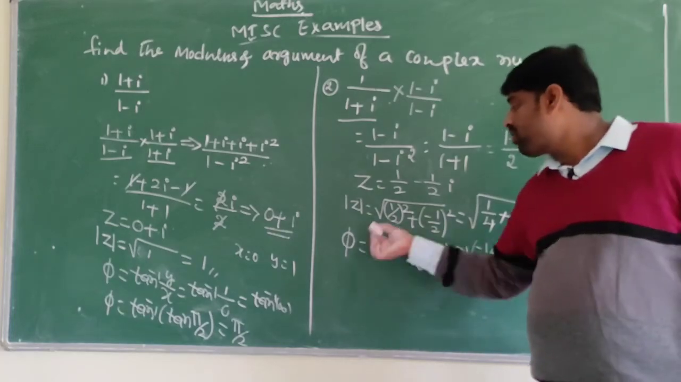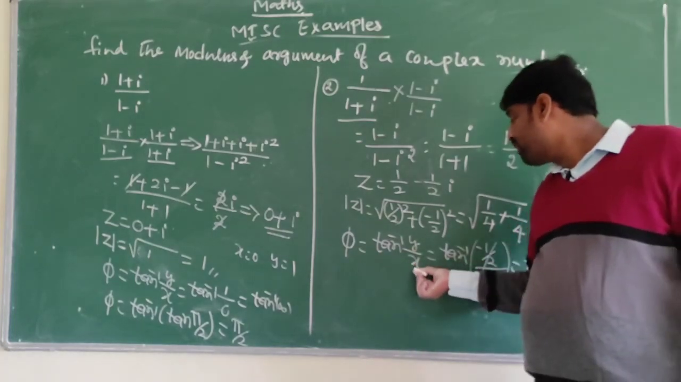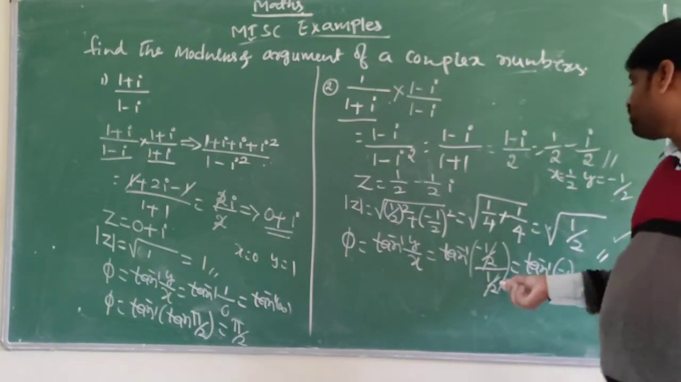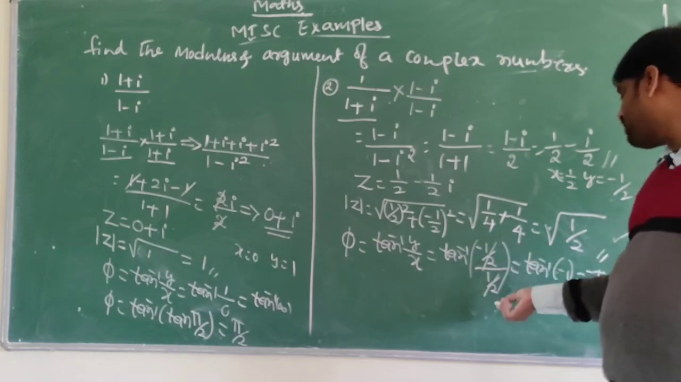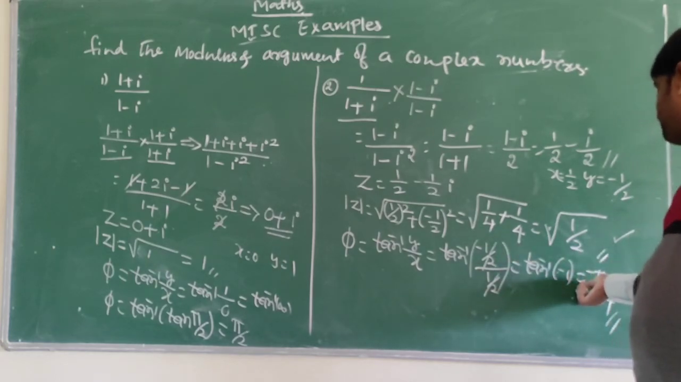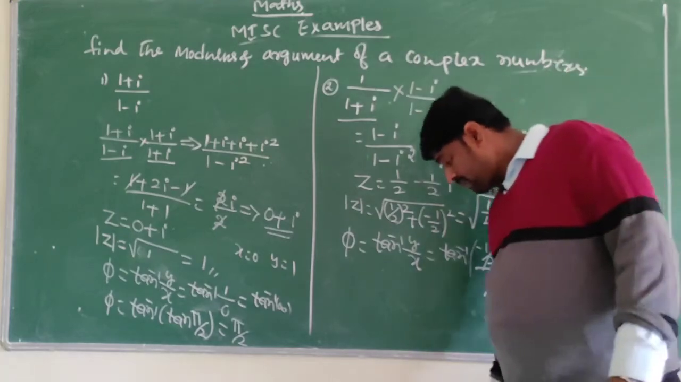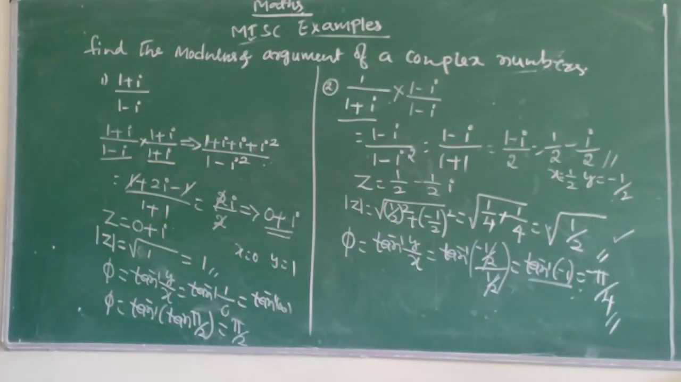Now come to the argument. The argument formula is what? Tan inverse of y by x. What is y? Minus 1/2. What is x? 1/2. Tan inverse of (−1/2)/(1/2), the halves get cancelled, so tan inverse of minus 1. Tan inverse of minus 1 is what? Minus pi by 4. Next, we will move on.